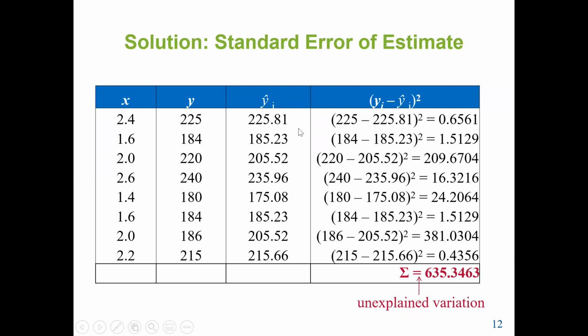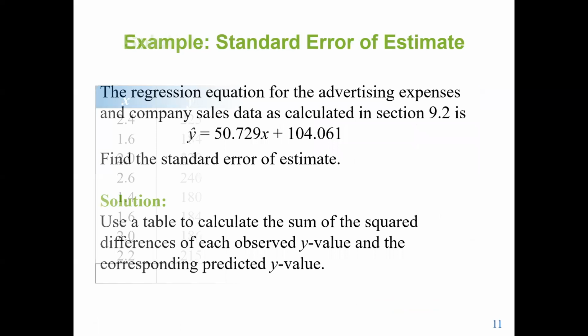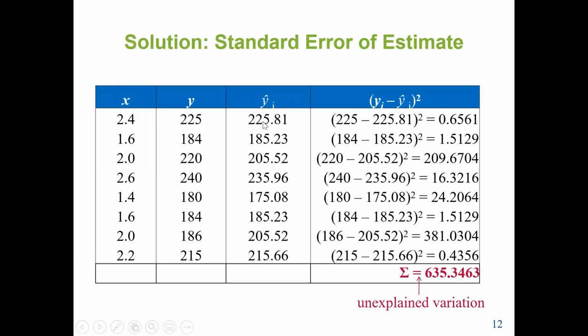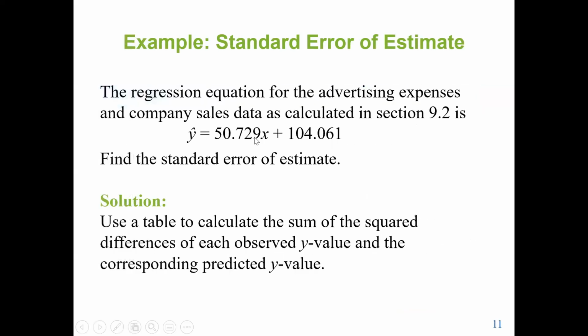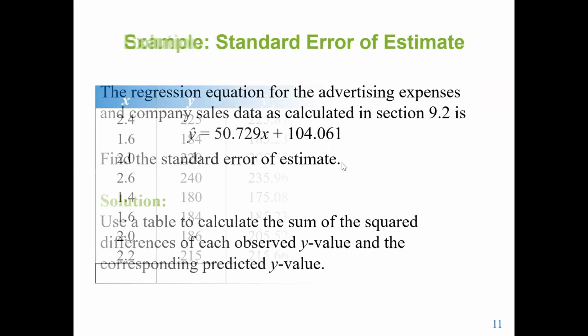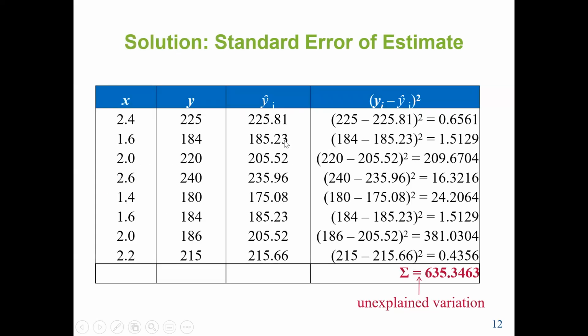So if I know the X and Y, how do I find the y hat, which is the Y predicted? I will plug the X value into the formula. So first I'm going to plug in 2.4: 50.792 times 2.4 plus 104.061, and that will give me 225.81. We do the same thing for 1.6, plug it in as an X value in the equation here. So 50.729 times the X value 1.6 plus 104.061, and that will give us 185.23.